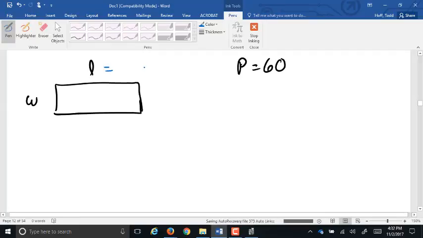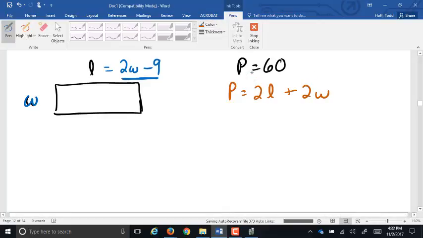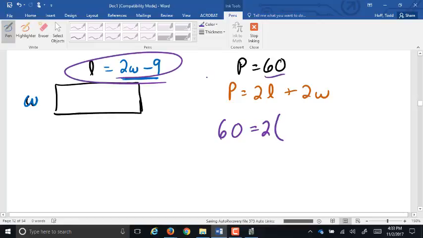So 9 inches less means we're subtracting 9 from something. We're subtracting it from double the width, 2W. So the width we're going to leave as W. The length we're going to change to 2W minus 9. Our formula, perimeter is 2L plus 2W. We've already got the 60 for the perimeter. It goes in for P. 2L is going to become 2 times (2W minus 9), plus the 2W just stays 2W.